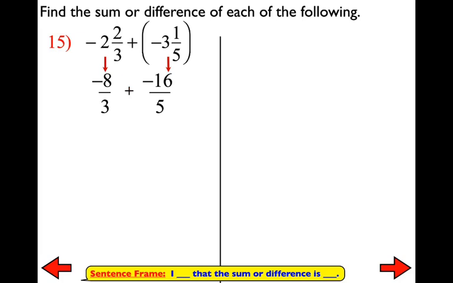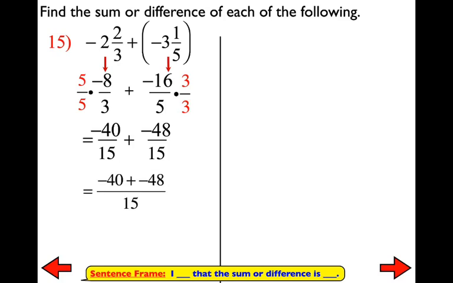Least common denominator is 15, so let's turn them both into 15ths. Negative 8/3 is equivalent to negative 40/15. Negative 16/5 is equivalent to negative 48/15. We now have negative 40/15 plus negative 48/15, which is equivalent to negative 40 plus negative 48 over 15. All we have are negatives, so we combine them together. We have 88 negatives and 0 positives, so therefore we have negative 88 over 15.